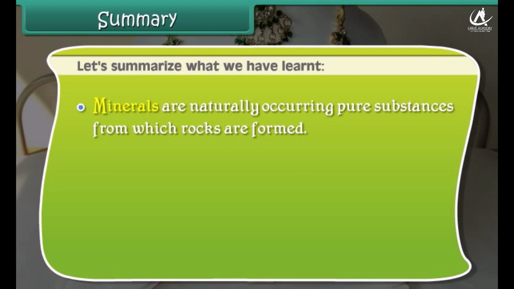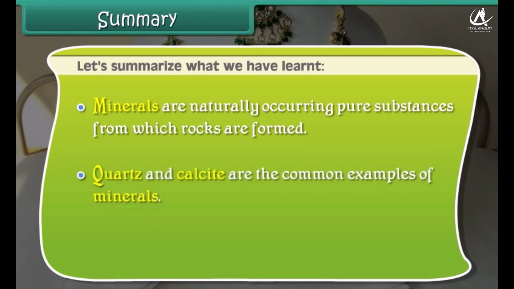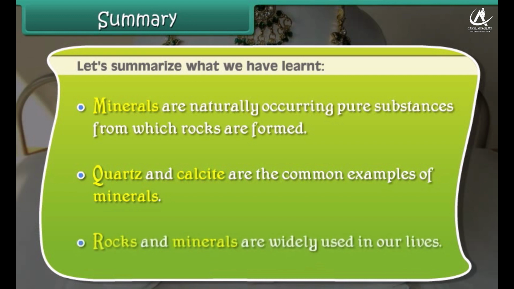Minerals are naturally occurring pure substances from which rocks are formed. Quartz and calcite are the common examples of minerals. Rocks and minerals are widely used in our lives.